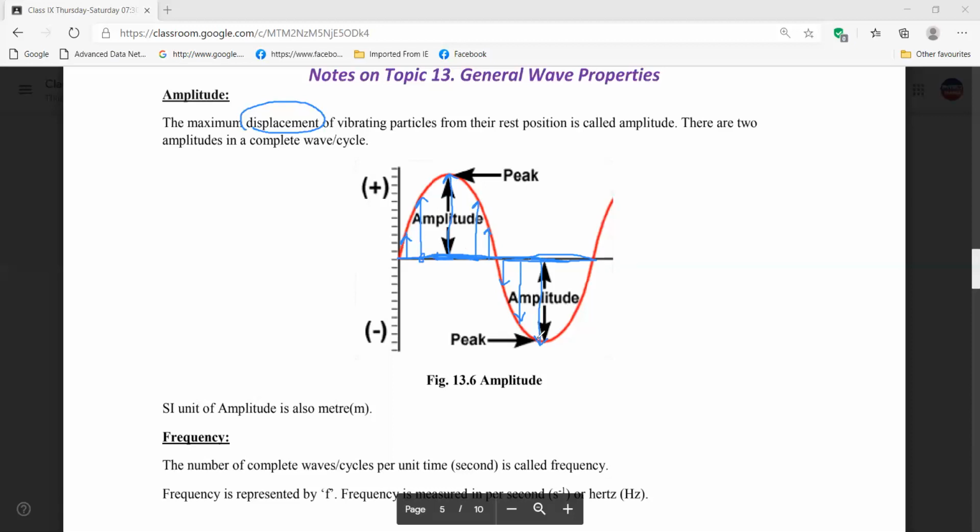What is called amplitude? The maximum displacement of vibrating particles from their rest position is called amplitude. Yeah. Then continue. There are two amplitudes in a complete wave or cycle. Yes, so we are having two amplitudes. One is the upper amplitude and another one is the lower amplitude in a complete wave. Is it clear?